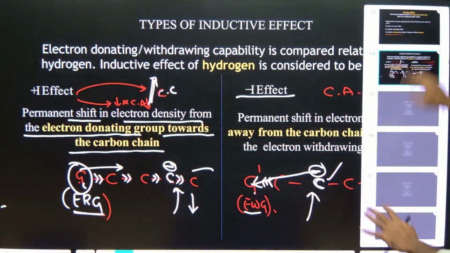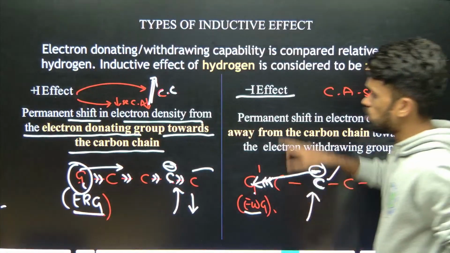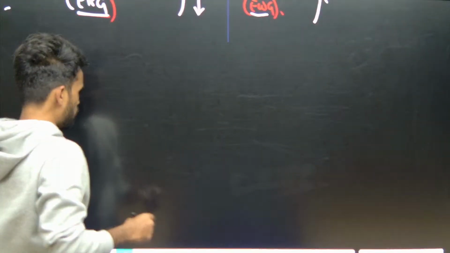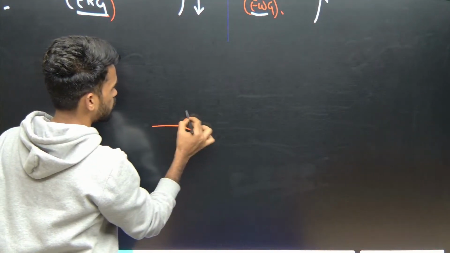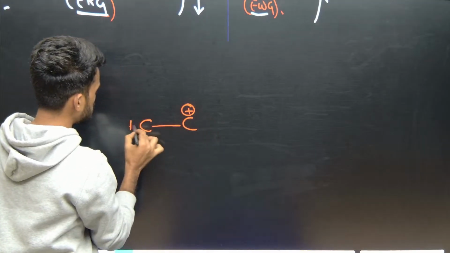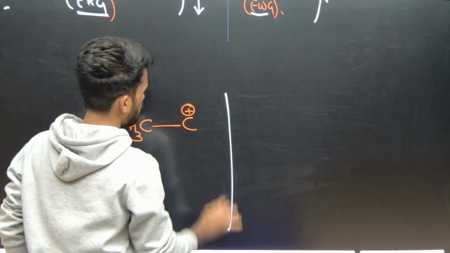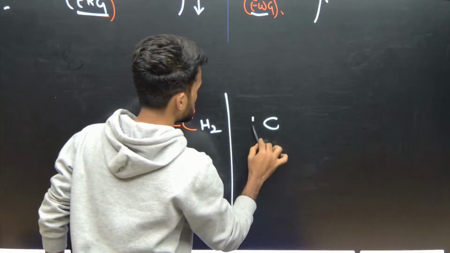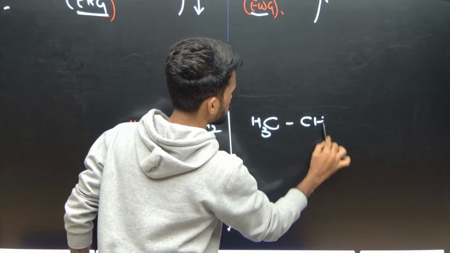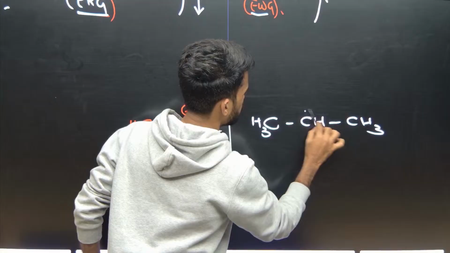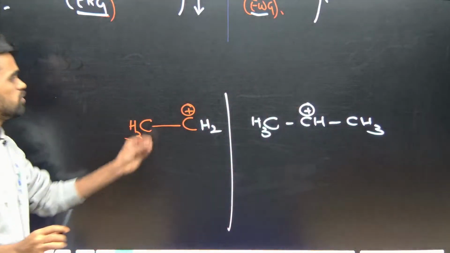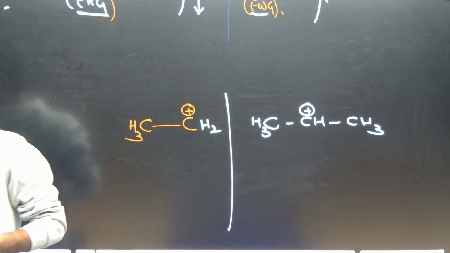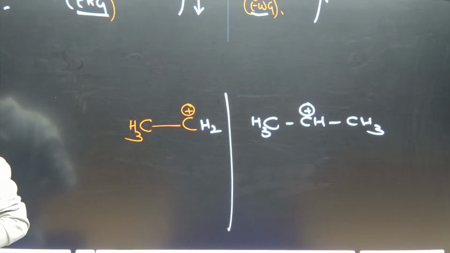So the next, see, up to here it is clear now. So now what I am saying here, a carbon is there with positive charge. Here it is attached with one carbon. Now I am giving one more, CH3 positive charge. Now tell me, out of these two, which is more stable? How can you decide that?